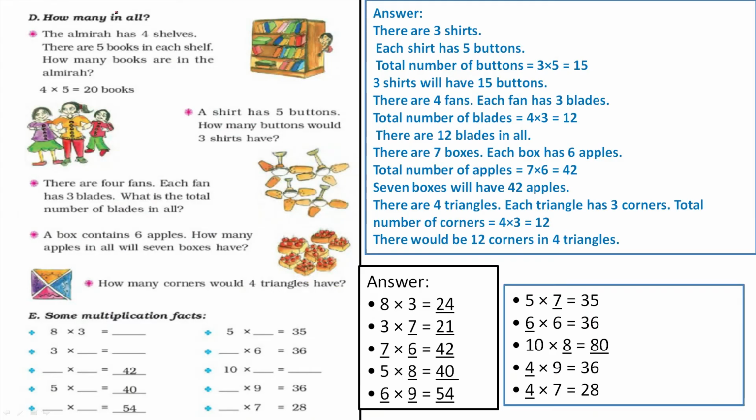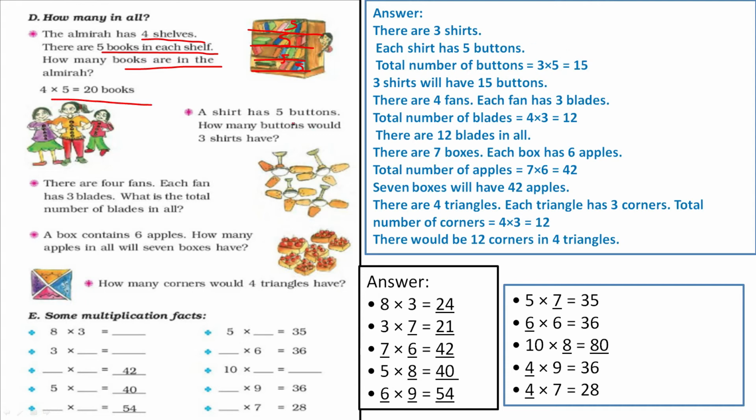How many in all? The almirah has 4 shelves. 1 2 3, there are 4 shelves. How many? There are 5 books in each shelf. 5 books. Here also 5 books, 5 books, 5 books. How many books are there in the almirah? 4 5s are 20 books. Here you can find the answer.